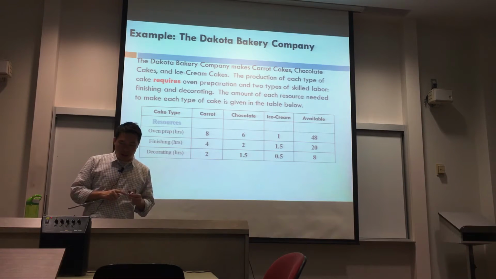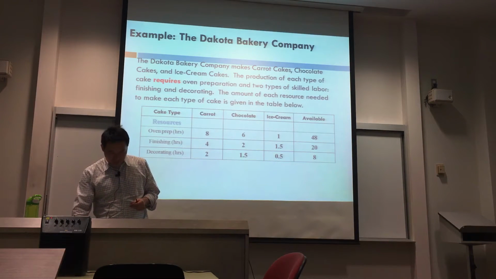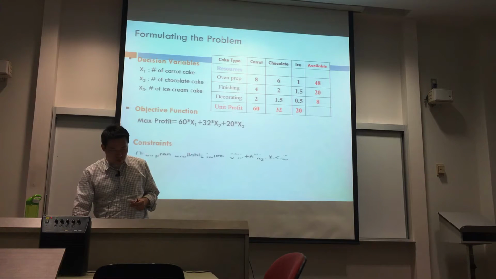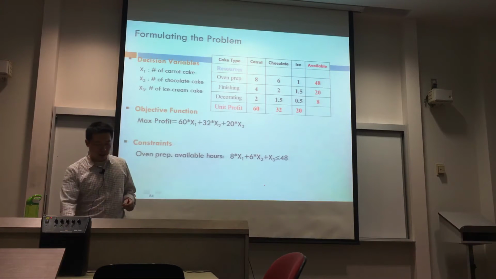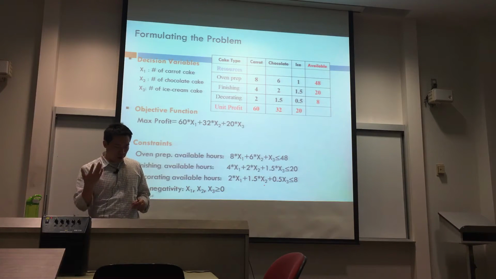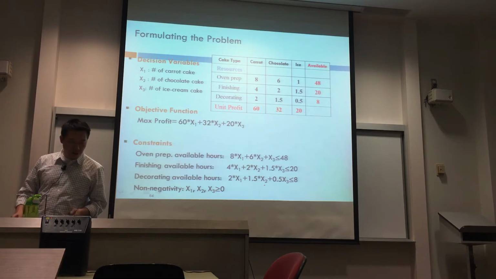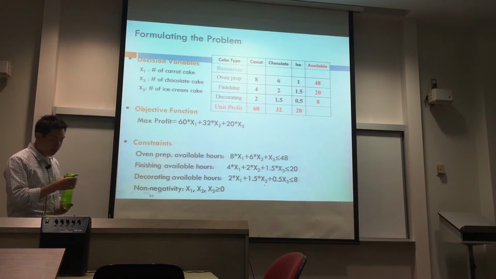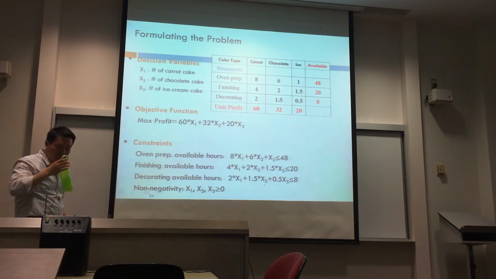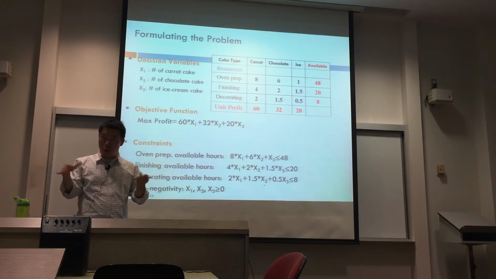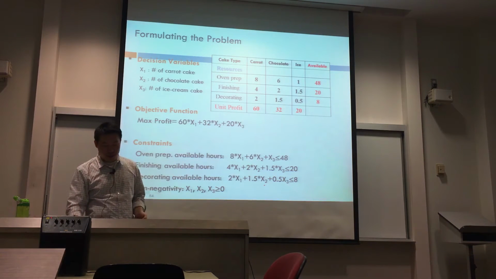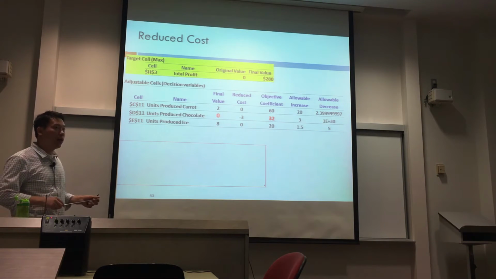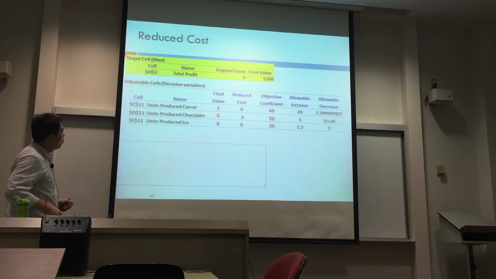So let's look at this example. And again, this probably is a pretty simple example, so let's skip the details. You have the decision variables, you have the objective function, you have the constraints, right? Then you can use solver to solve it, right? And then this is the report provided by Excel solver, okay?